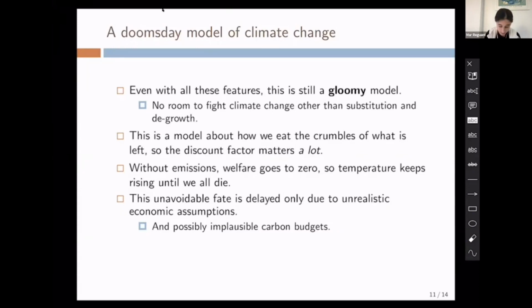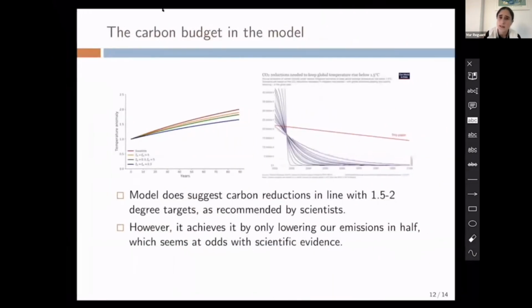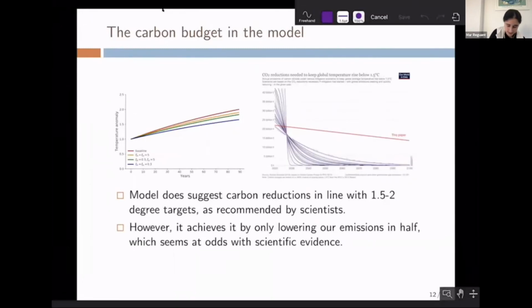And the last point I wanted to make is that there are also possibly implausible carbon budgets. This is related to my first point, that the model is starting in 2010, but we have already burned 10 of those years. It could also be related to the model of uncertainty that I mentioned on the climate sensitivities. Bottom line, however, the model claims that we can stay below 2 degrees Celsius, which agrees with what scientists are recommending left and right, by only cutting our emissions in half.